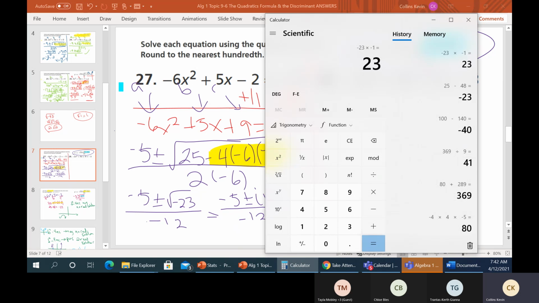Now we know the square root of 25 is 5. So the square root of 23 is going to be something a little bit less than 5. And again, it kind of helps to have an idea where this thing's going to end up. So we go ahead and take the square root. And as you can see, 4.79. We'll call it 4.8. I'm cool with that.